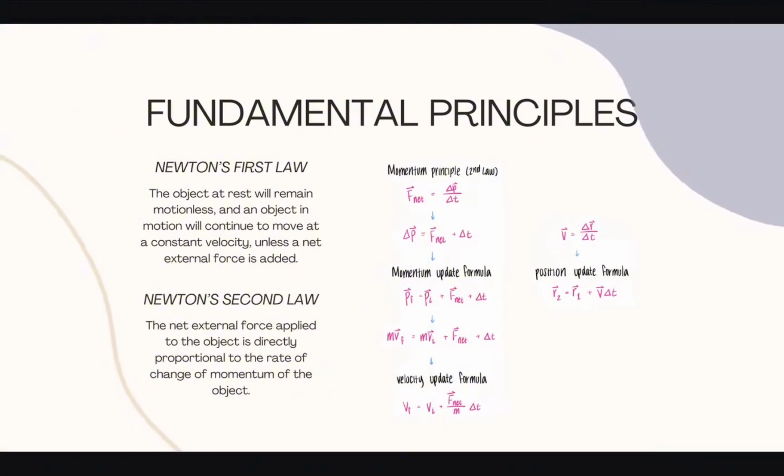The fundamental principles in the experiment are Newton's laws. Newton's first law states that an object at rest will remain motionless and an object in motion will continue to move at a constant velocity unless a net external force is added. Newton's second law states that the net external force applied to the object is directly proportional to the rate of change of momentum of the object. We can use the momentum principle, which is also known as Newton's second law, to derive the momentum update formula and then the velocity update formula from there, which will be used for the observational model. We can also find the position update formula from the average velocity formula to measure the new position of the object as it's moving at a constant velocity.